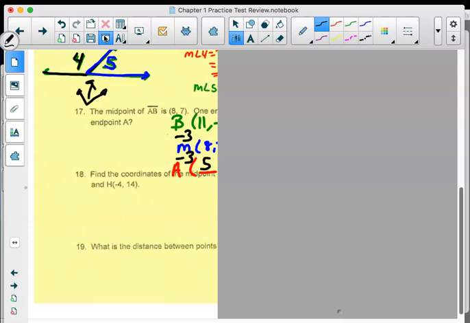Now, I should be able to check my work. It's a midpoint. That means the average of the two endpoints, and the average of my x's, 11 plus 5, 16, divided by 2 is 8. So I've checked my work.